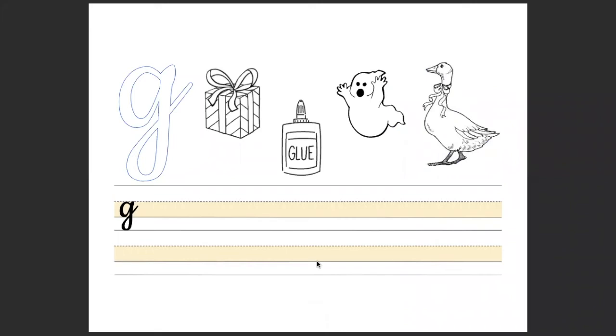Now we're gonna move on to a new letter. If you know what letter sound this one makes, can you say it out loud right now? If you said g, you're correct. This makes a g sound. G. Can you trace it with me? You can use your fingers or your crayons. G. So you can trace it one more time.